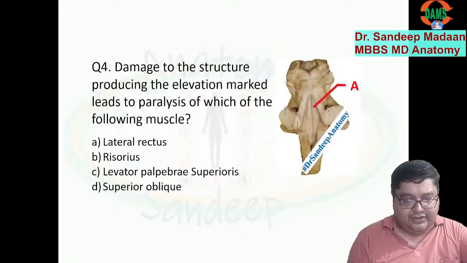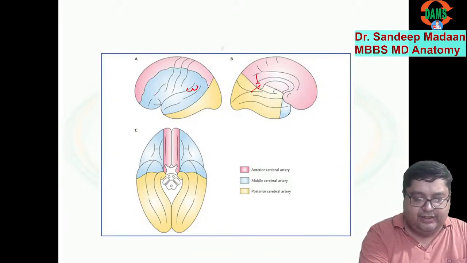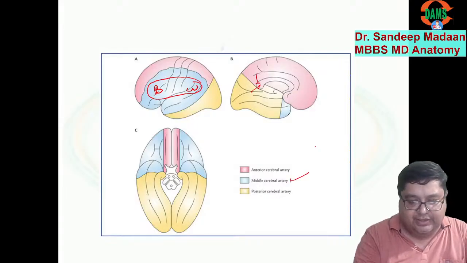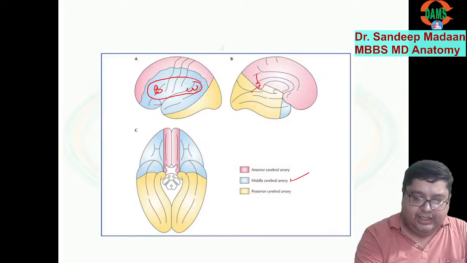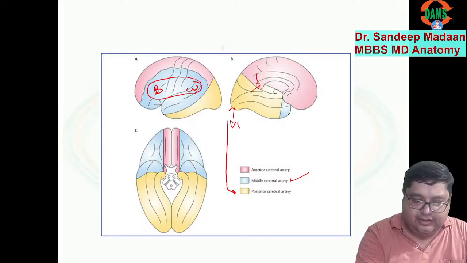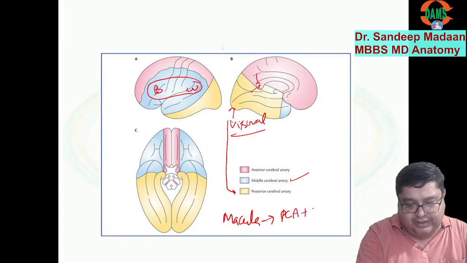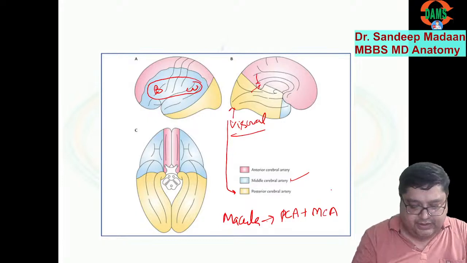Now the next, if you see this way, we have Wernicke's area here, Broca's area here. So all the speech area is supplied by MCA. And the visual area is supplied by PCA. Even though the visual area is supplied by PCA, the macula again has dual blood supply. Macula will be supplied by PCA plus MCA.